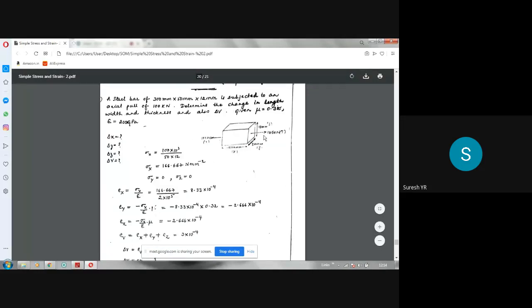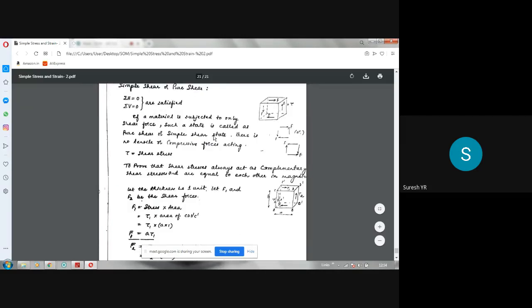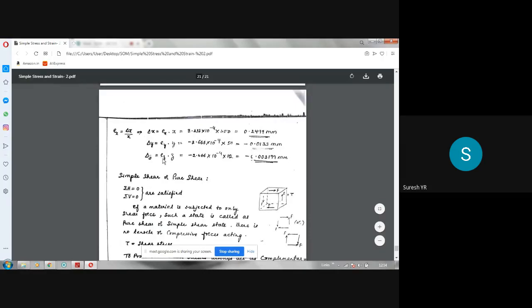So delta x is positive, delta y is negative, delta z is also negative. ನೋಡಿ ಅದು ತೋರಿಸೋದು ಡೆಲ್ಟಾ z. We know that Ez is equal to delta z by z. That formula we have to use. Then delta z is equal to Ez into z, it comes negative. So here in the bracket you have to write: the first is elongation or extension. So the length of the bar will increase by this much. Width of the bar will reduce by this much. Minus means reduction in the width. This is reduction in depth. It reduces by this much. Very small quantities, like 0.001 millimeters.